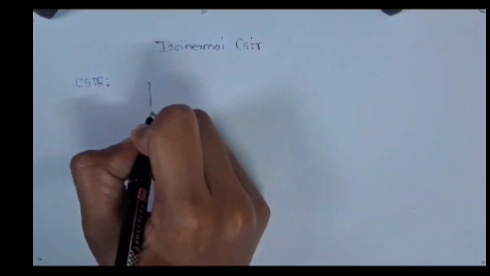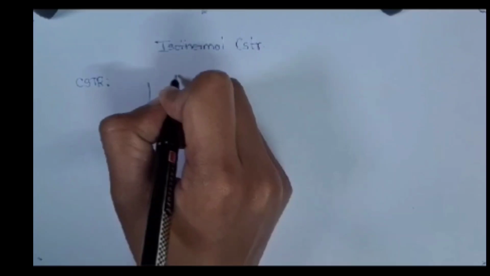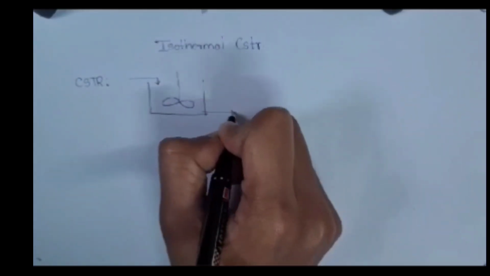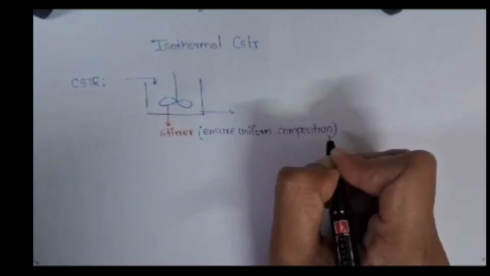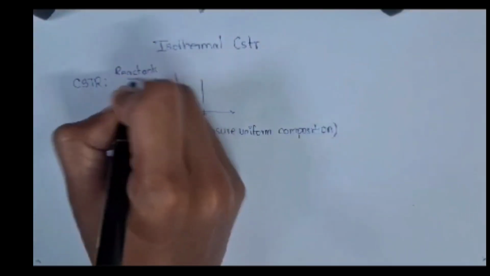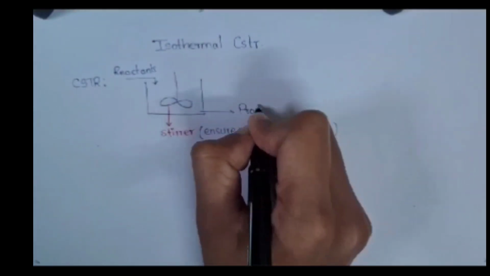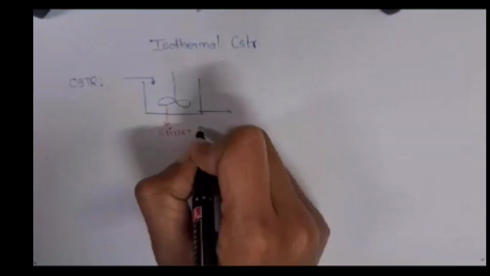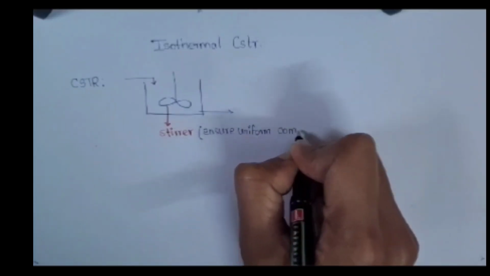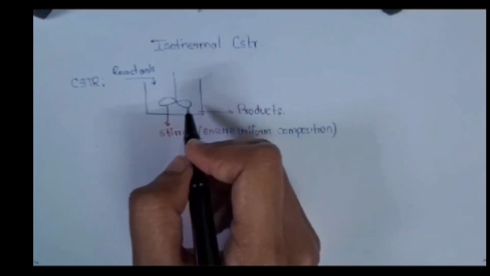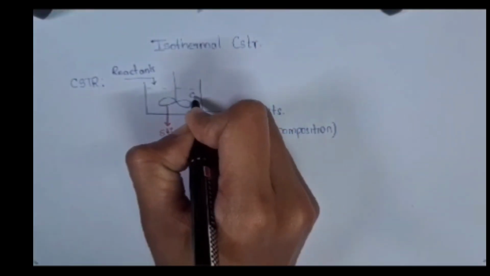A CSTR, a continuous stirred tank reactor, is a type of ideal chemical reactor where the contents are continuously stirred to ensure uniform composition throughout the reactor. It operates under steady state conditions where the reactants are fed into the reactor and the products are removed simultaneously. This ensures the composition inside the reactor remains the same as the composition in the exit stream.